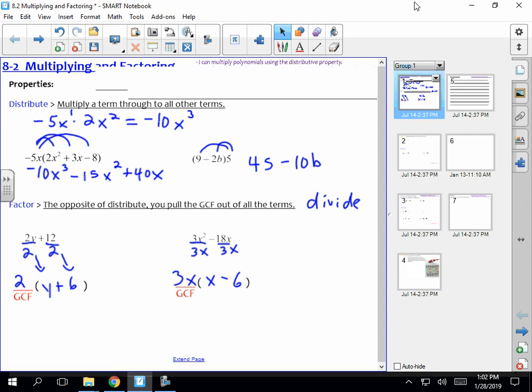The problem is that will only check that you've factored out a common factor. It won't necessarily tell you that you found the greatest common factor. The greatest common factor, you have to just know how to identify that. Because even if I only factored out a 3 here and not a 3x, when I distribute, I'd still end up with the original problem. But distribution will at least help to check your factoring.